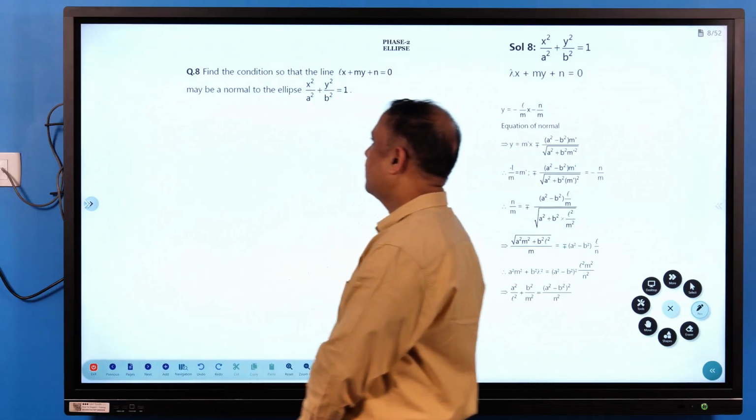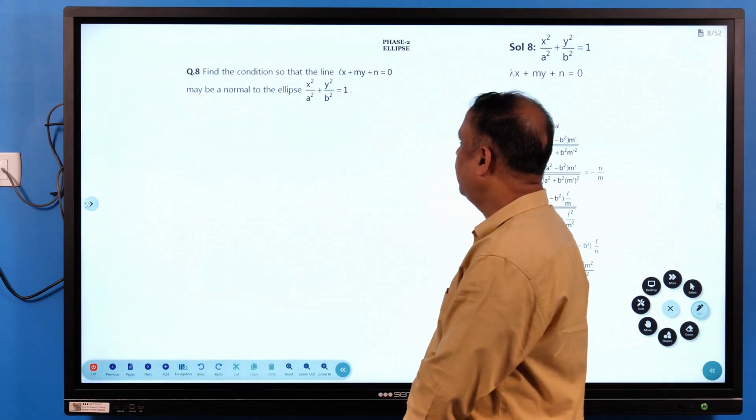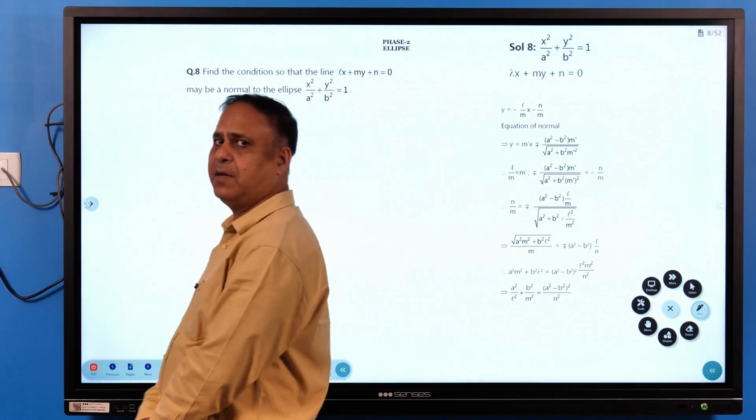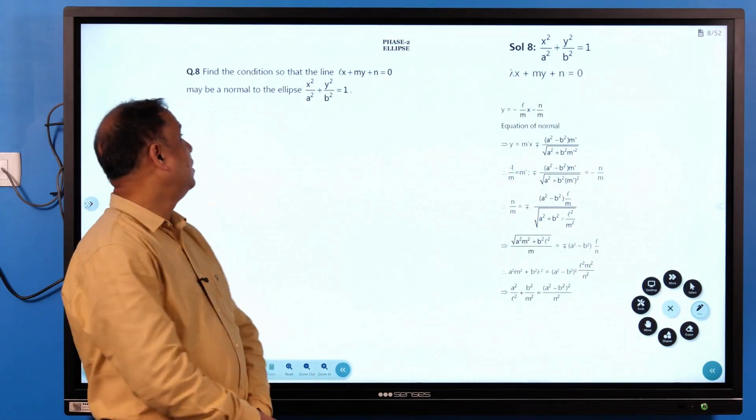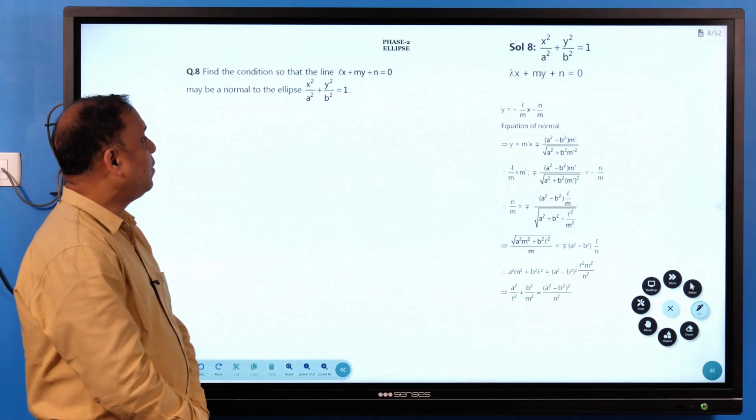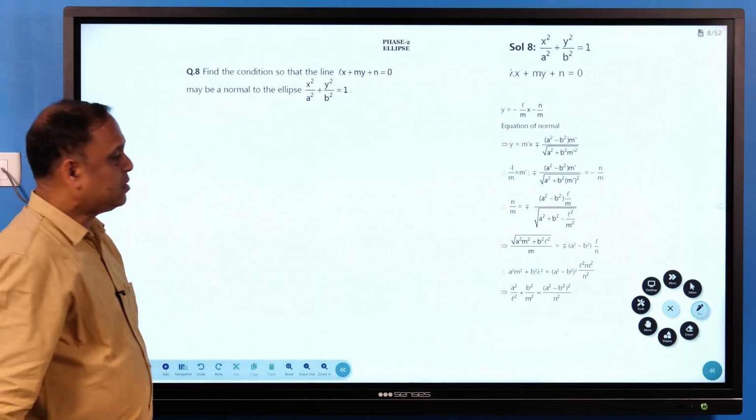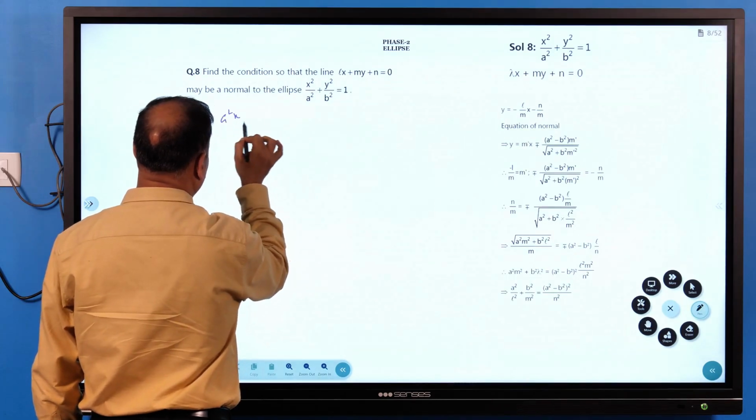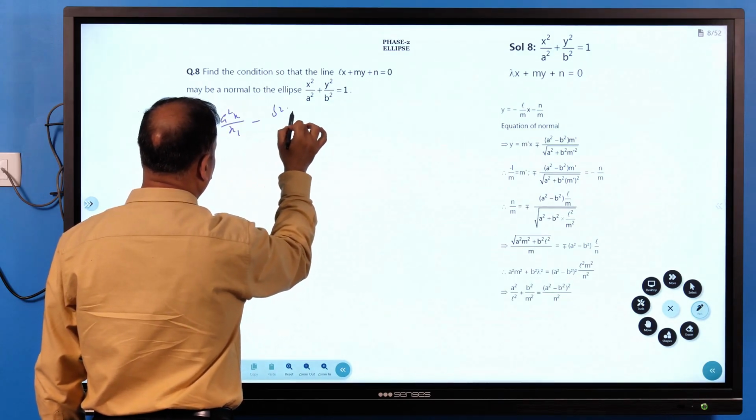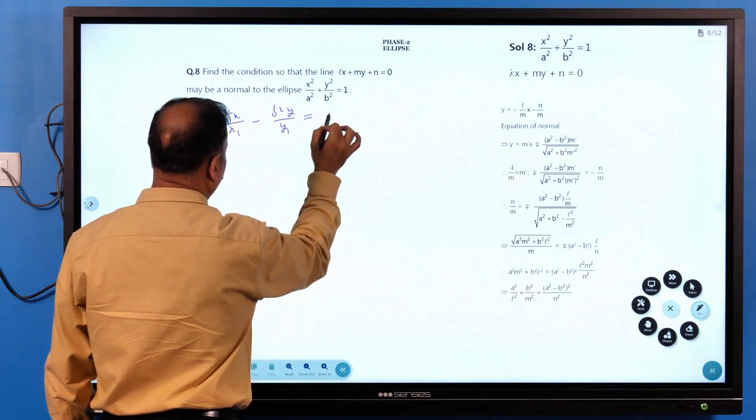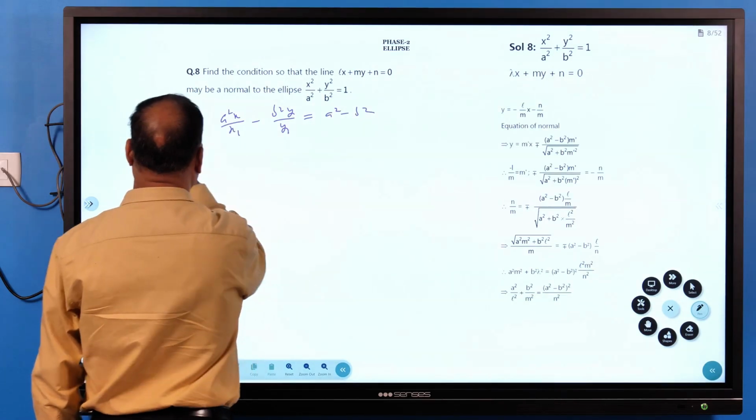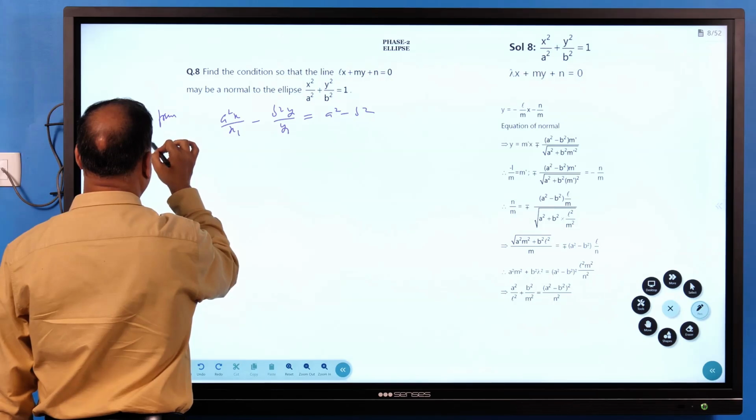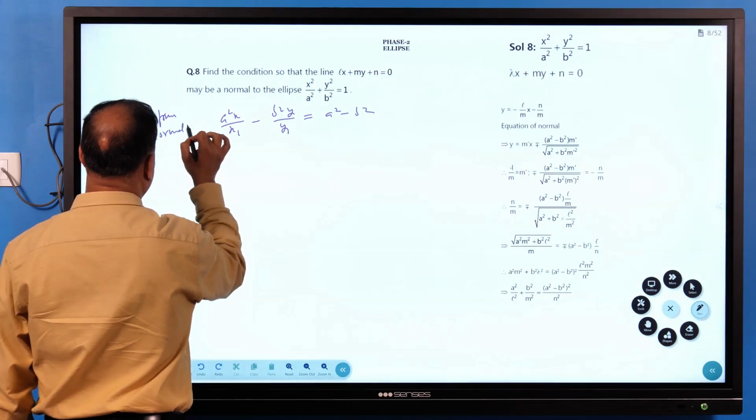So now come to question number 8, exercise 1, phase 2, ellipse. Find the conditions so that the line lx plus my plus n is equal to 0 may be normal to this ellipse. So first we know the standard form of the normal to the ellipse: a square x upon x1 minus b square y upon y1 is equal to a square minus b square. This is the standard form of the normal to this ellipse.